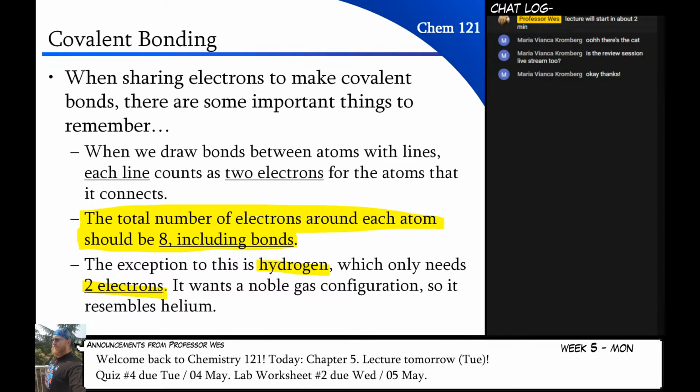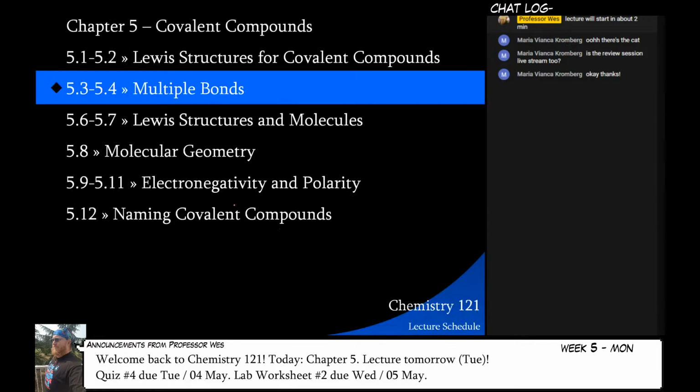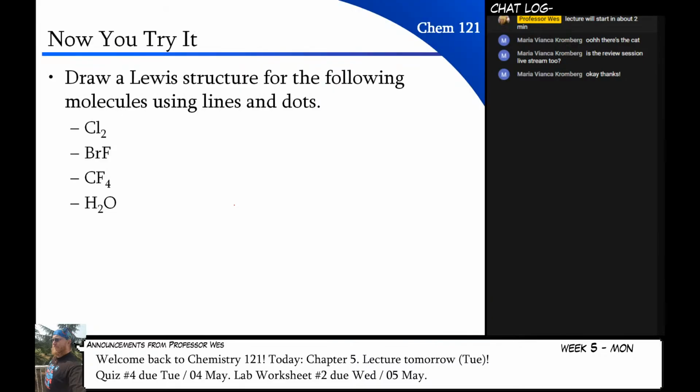All right, so now we know the gist of this. So what we're going to do is I'm going to do the first one of these, and then I'm going to have you try the other ones just to see if you can get the hang of it. We're going to do a very simplified method of drawing Lewis structures, and then on the next slide, we're going to learn how to do multiple bonds and make bigger structures all at once.